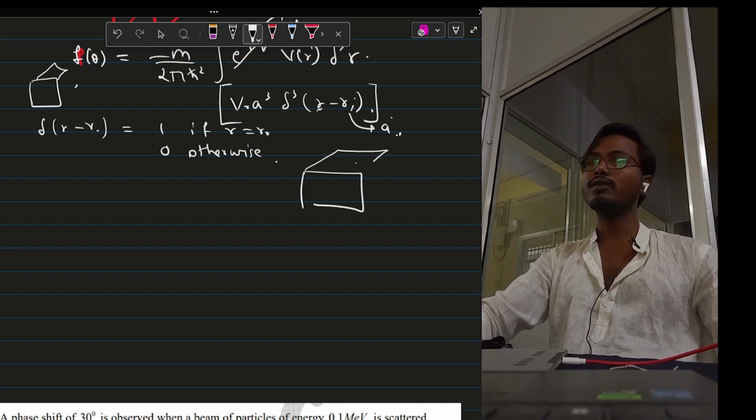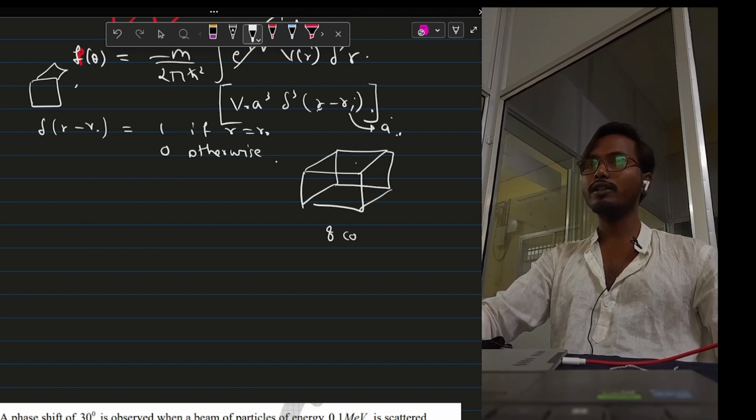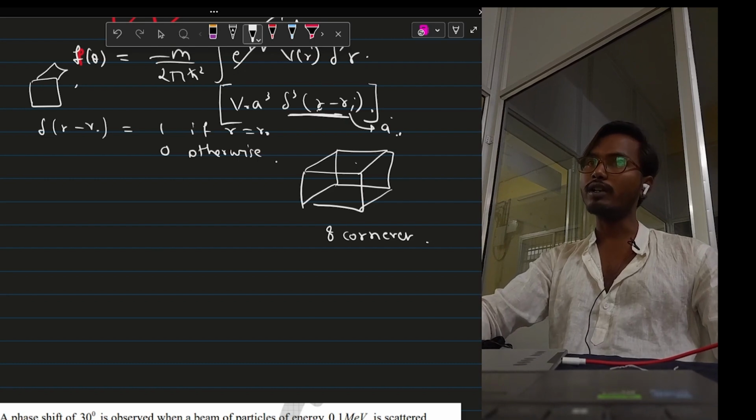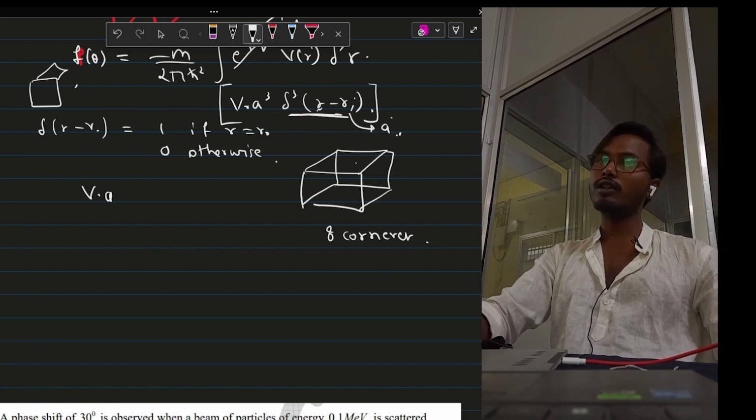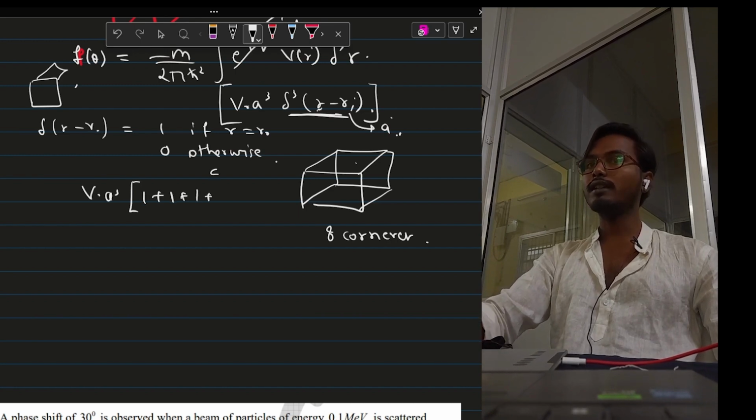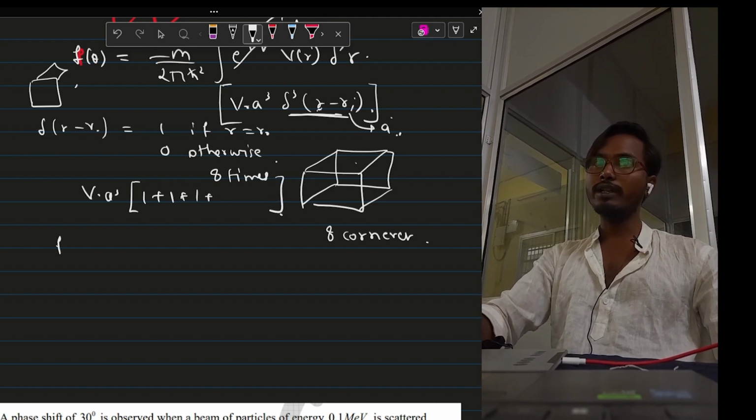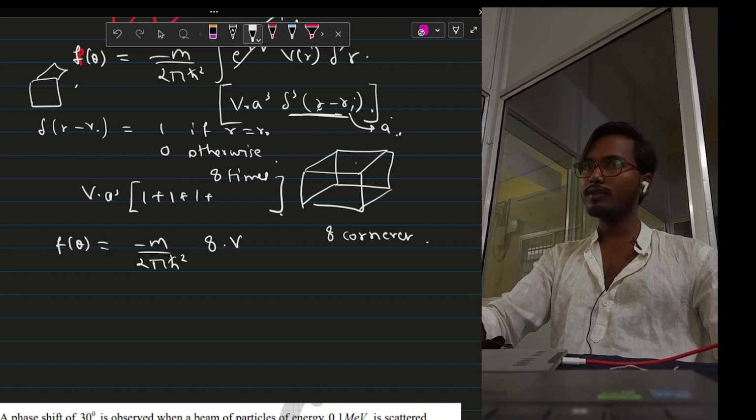For the cube, we have 8 corners. Okay, so this term will be 1 for 8 times. So V naught A cube, and we have to sum every term, so 1, 2, 3, 8 times. Okay, so what do we get? Scattering amplitude to be minus m over 2 pi h cut square, and then 8 times V naught A cube.